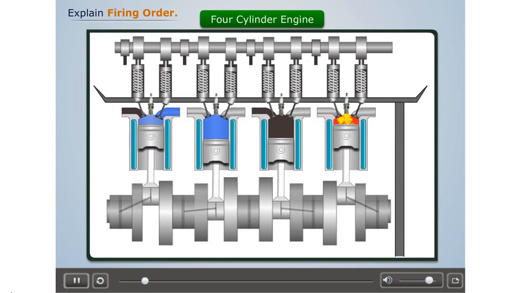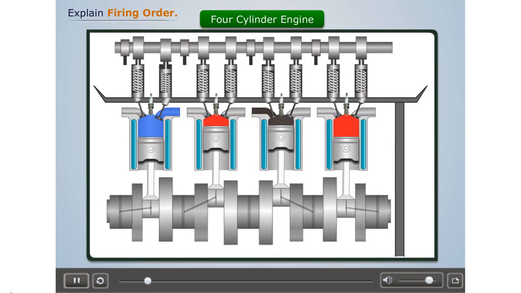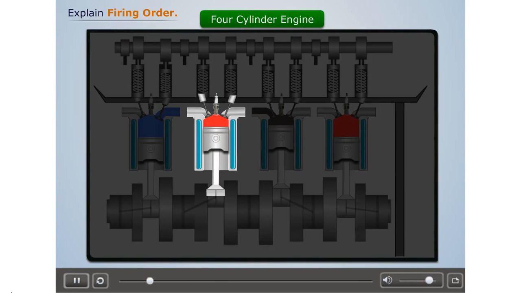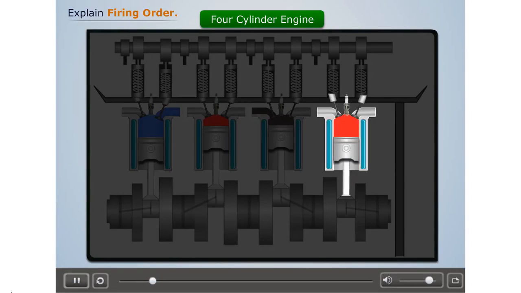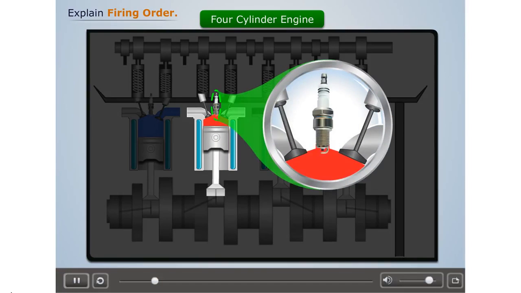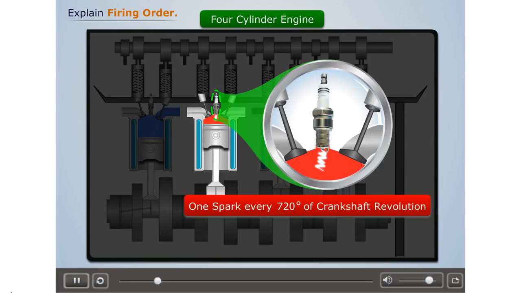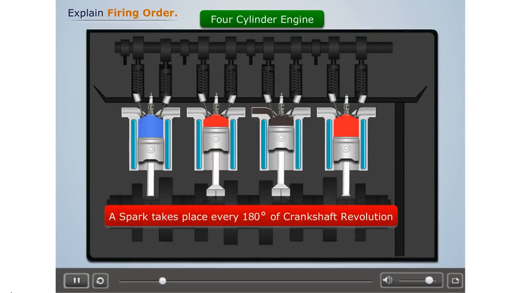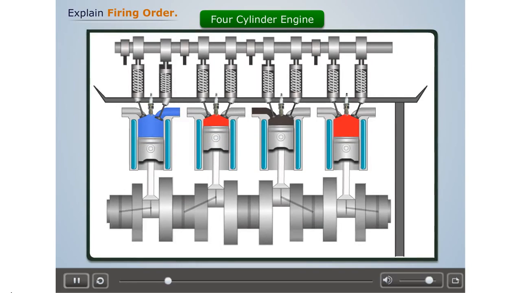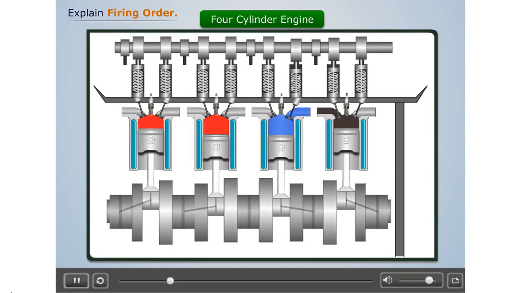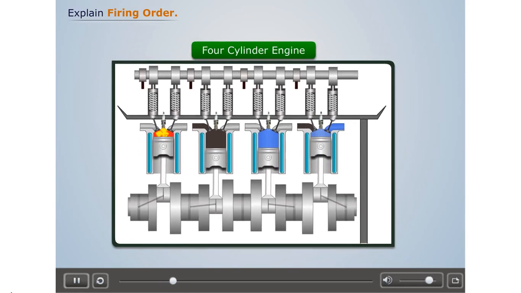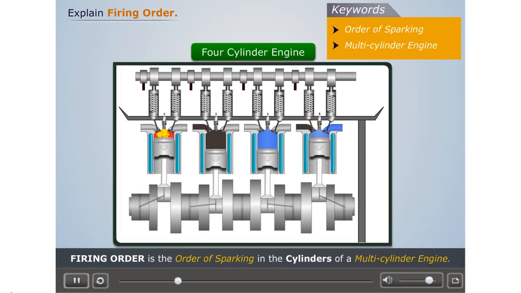Now let's consider a 4-cylinder engine. We know that the cylinders get sparked one by one, and each cylinder requires a spark in every 720 degrees of crankshaft revolution. So we can say that a spark takes place in every 180 degrees of crankshaft revolution. The order in which the cylinders are sparked is called firing order. Thus, we can define firing order as the order of sparking in the cylinders of a multi-cylinder engine.